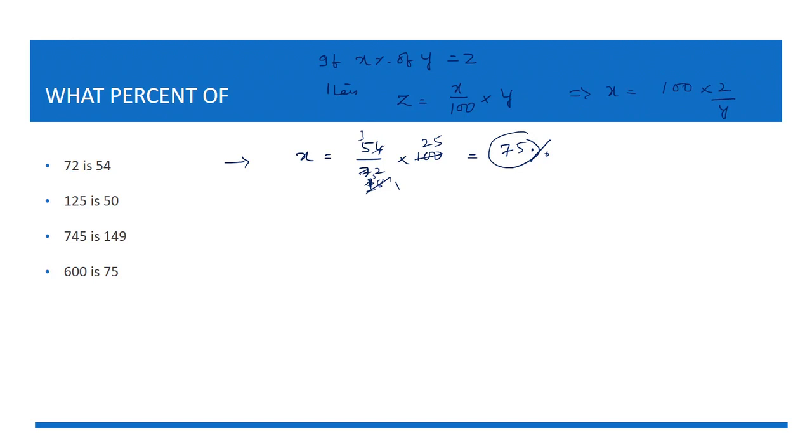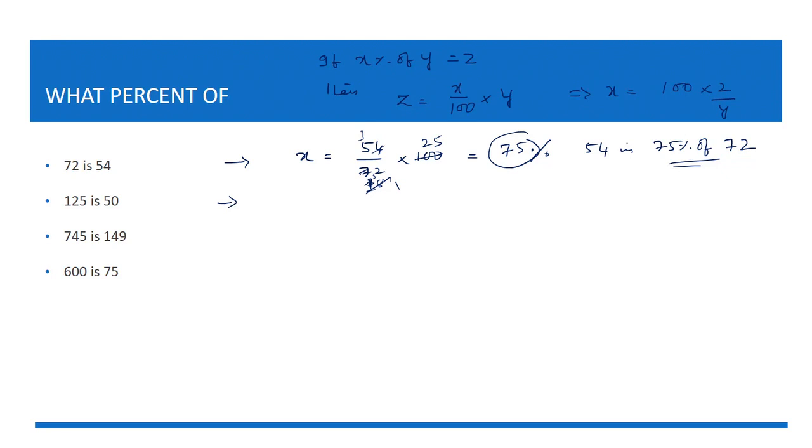What percent of 72 is 54? 54 is 75% of 72. Correct? 54 is 75% of 72. Similarly, we can do now here.